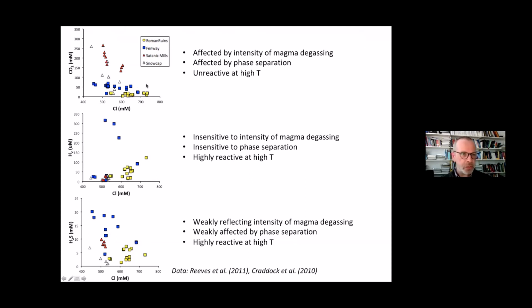CO2 shows what you would expect. The low chlorinity fluid has a lot more CO2. So we see that it's affected by magma degassing. We see it's affected by phase separation. Hydrogen doesn't show this at all. In fact, hydrogen appears to be highly reactive and insensitive to phase separation and magma degassing. And hydrogen sulfide is kind of in between.